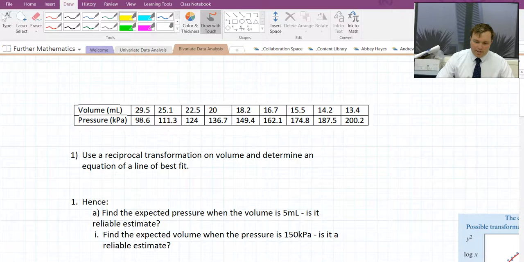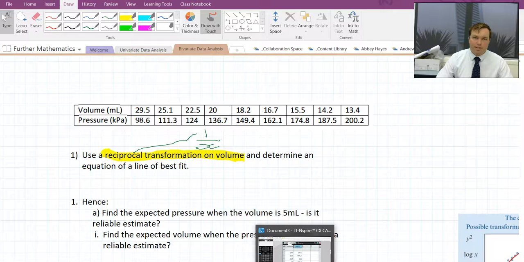Now, reciprocal transformation on volume is the key part here. Reciprocal, meaning 1 over, and volume being on the x-axis, we're looking for a 1 on x. So we're going to transform the x value to 1 on x. Alright, so let's have a look at what this looks like in terms of a scatter plot first, and then transform it.